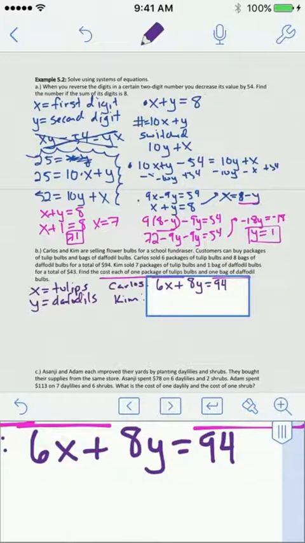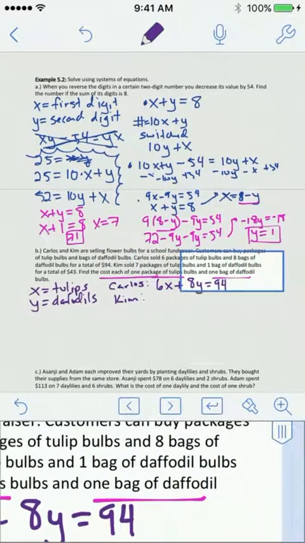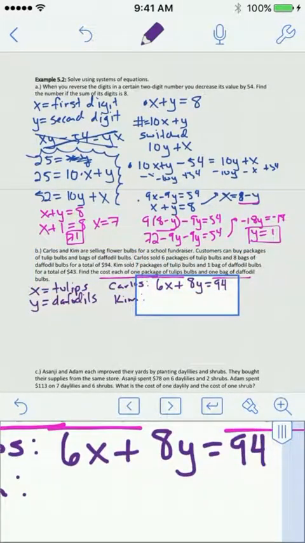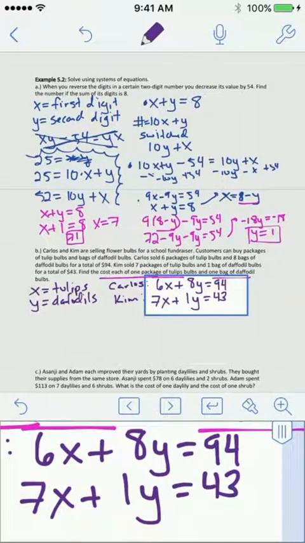Alrighty, hope you had a chance to try this out yourself. It says Kim sold 7 packages of tulips and 1 bag of daffodils for a total of 43. So we have 7 tulip plus 1 daffodil equals 43. And there are 2 equations, right? Very nice, easy equations to work with.